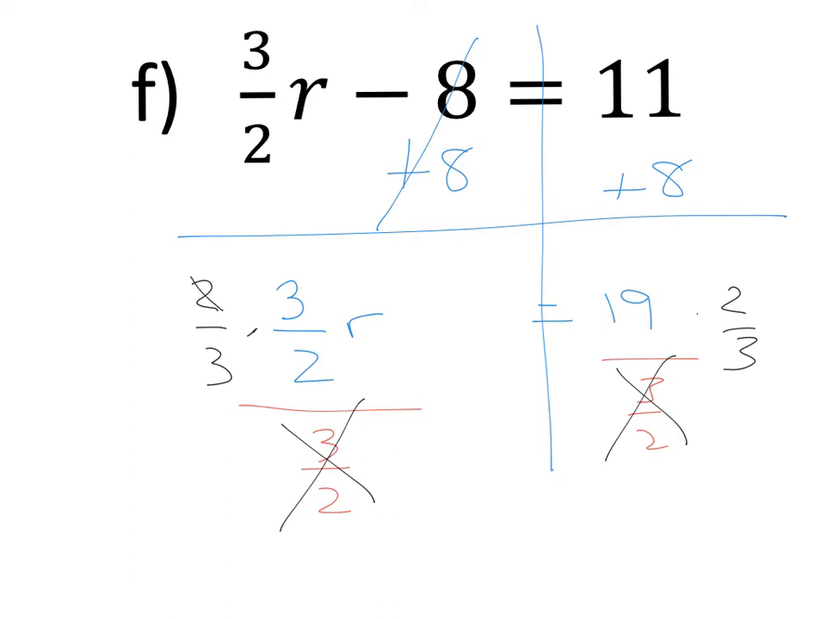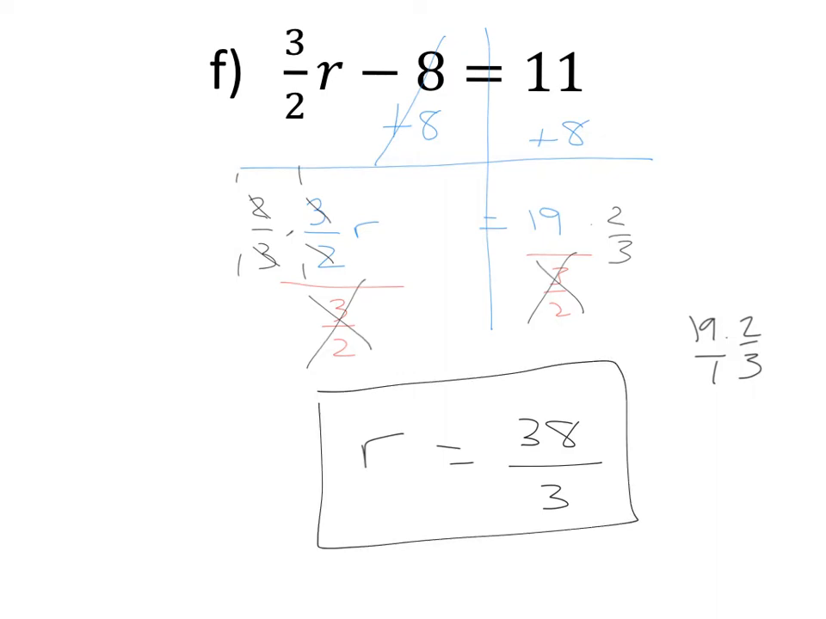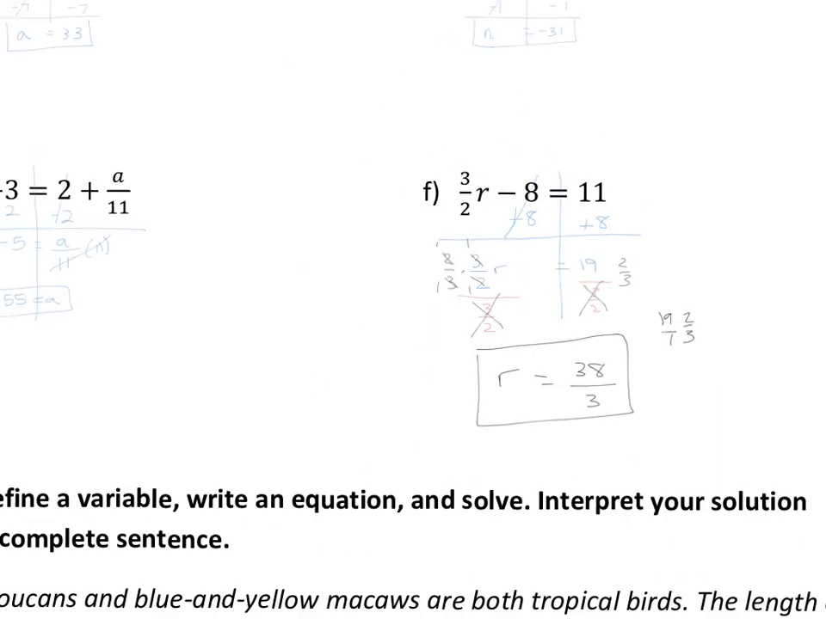So now when you do that, the 2's and the 3's on this left-hand side all cancel and go to 1's. So I only have an R left over on this side. And then on this guy over here, I've got 19 times 2/3. Now, I can put that over 1. Nothing is going to cross cancel there, so we're just going to multiply straight across. So 19 times 2 is 38. 1 times 3 is 3. And there's your answer. Okay.